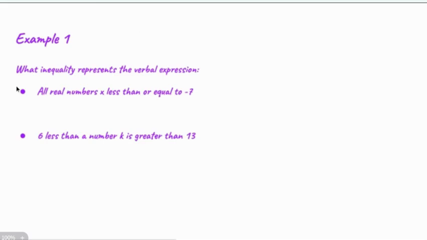Okay. So now let's do the same with inequalities. And that's what our new unit's on, is inequalities. So we have all numbers x less than or equal to 7. So let's set up our kind of chart here. When the arrow is pointed to the left, that is our less than. The line underneath means equal to, less than or equal to. And then this is just less than.